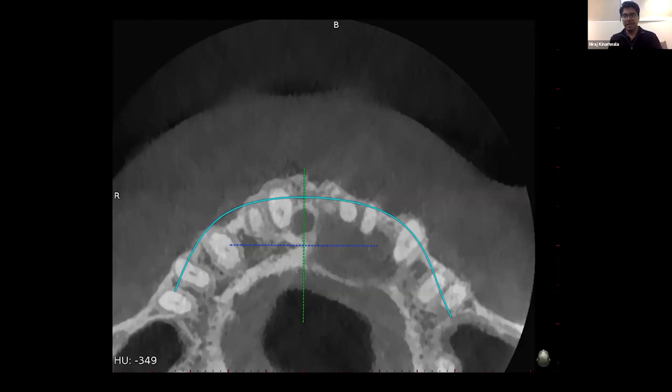When we encounter this type of cases, the treatment approach is very important. This is the case where a very thin palatal plate is left with the patient. If you still try to be a conservative dentist, if you still try to do non-surgical root canal treatment and then wait for 6 months and 12 months, there can be even palatal plate perforation.